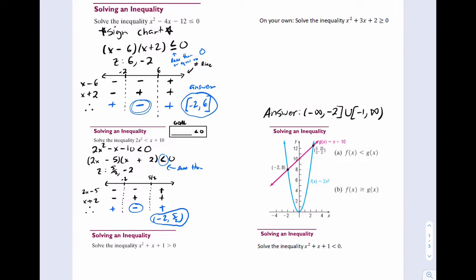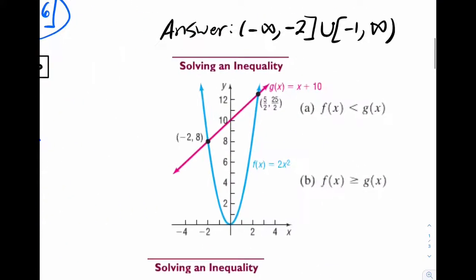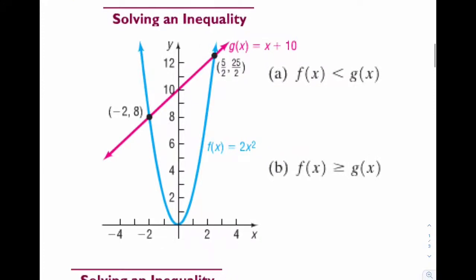Now we'll do a couple more with the graph now. So now I have the same idea, except notice how it's graphical. So we have f of x is less than g of x. So f of x is the blue. So here's the blue graph, the parabola. G of x is this pink one. So I'll put this in pink.